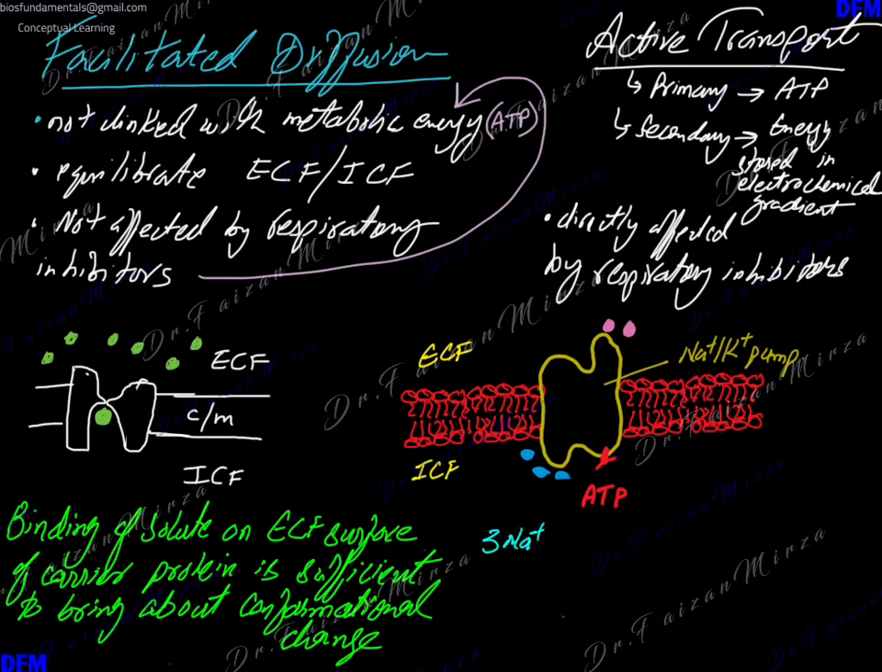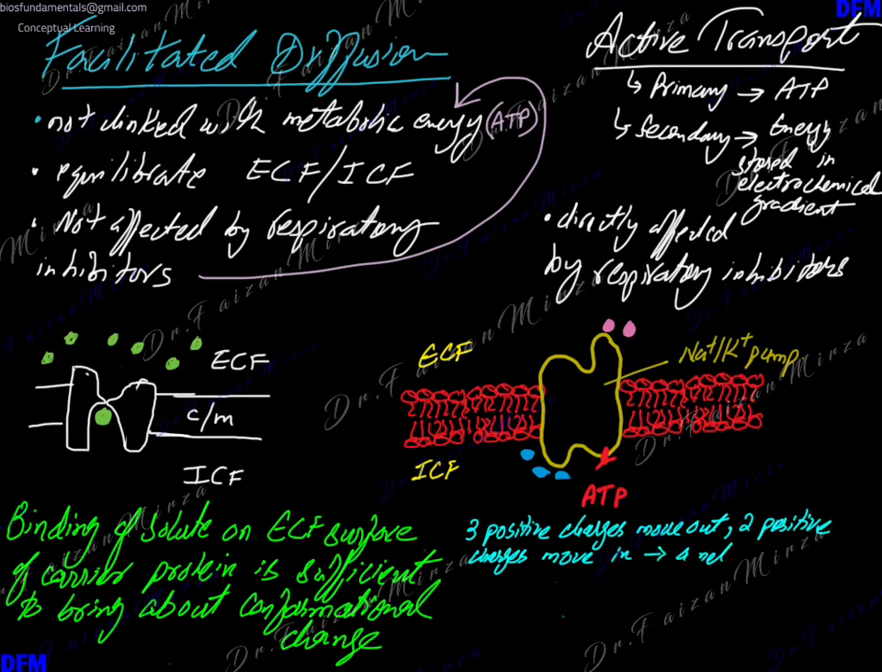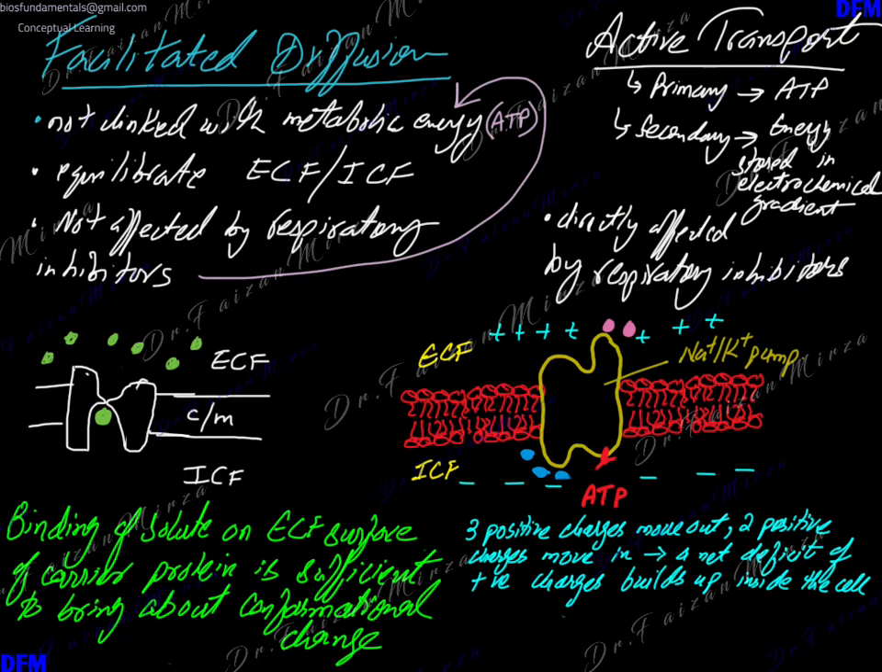This causes 3 sodium ions to leave the cell, and 2 potassium ions move into the cell, and this is active transport. Both the ions are moving against the concentration gradient. When 3 positive charges, which are sodium, leave the cell, and 2 positive charges enter the cell in exchange for the 3 sodium ions going out, it means that a net deficit of 1 positive charge will start to build up inside the cell. This causes an imbalance to occur.